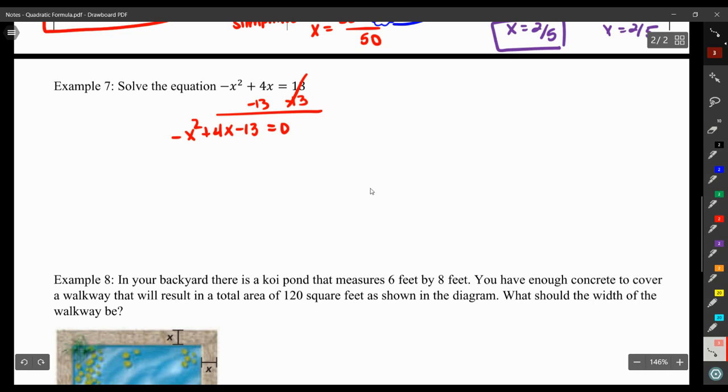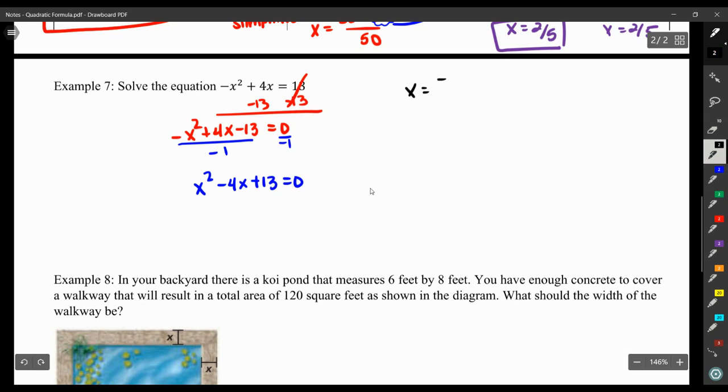Now, you can work with it the way it is. However, a values that are negative create some difficulties. So what we're going to do is change this a value to a positive 1 by taking this entire equation and dividing both sides by negative 1. That will make my a value positive, which is a lot easier to work with. So we have x squared minus 4x plus 13 equaling 0.